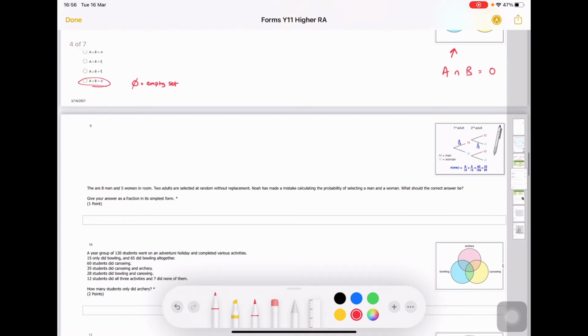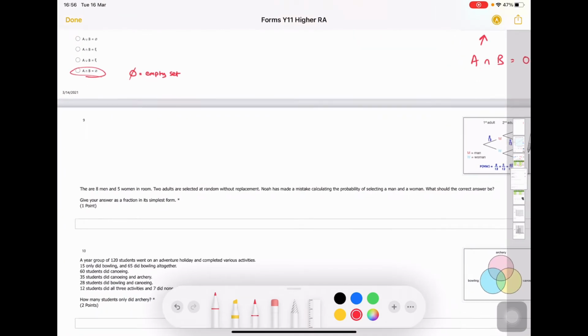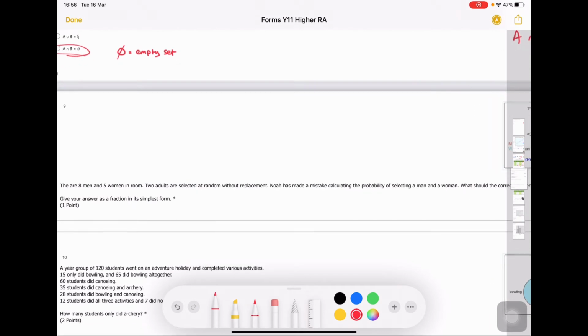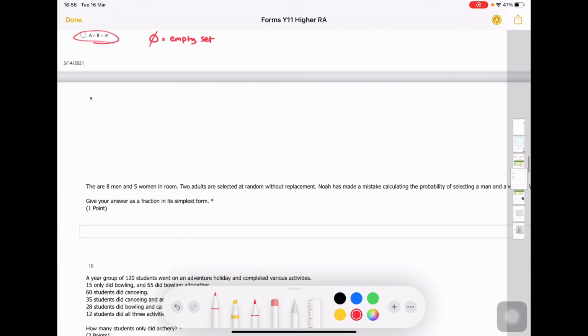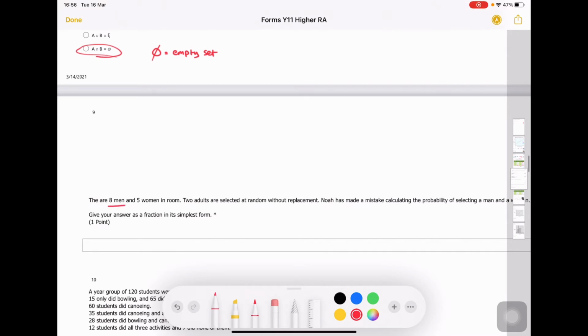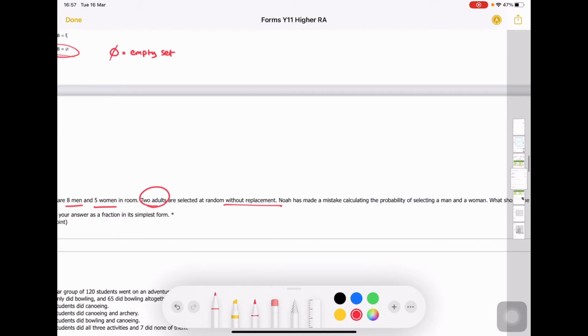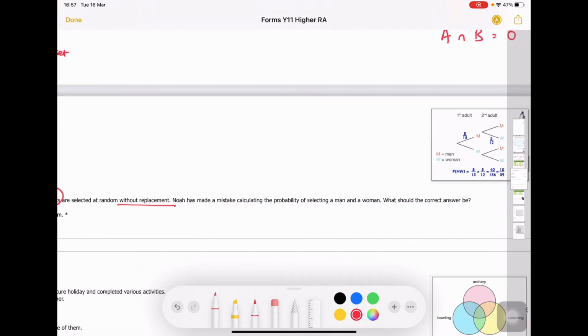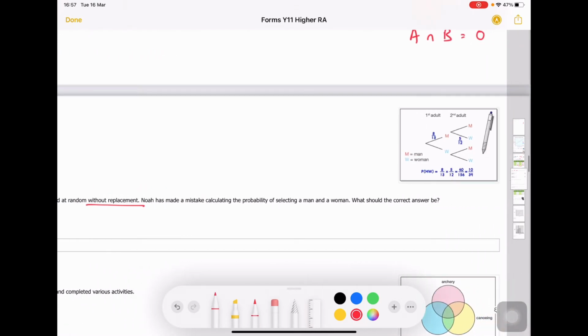Question 9. There are... That looks like a typo. Yeah, there are 8 women. Sorry, there are 8 men and 5 women in a room. 2 adults, so let's circle that. 2 adults are selected at random without replacement. That's really important. Noah has made a mistake calculating the probability of selecting a man and a woman. What should the correct answer be?